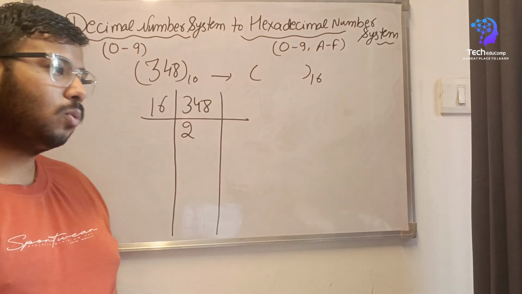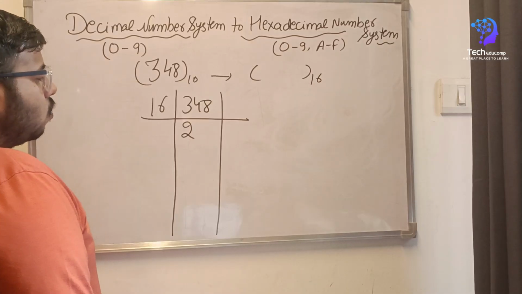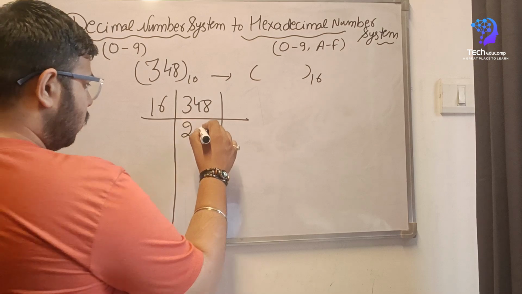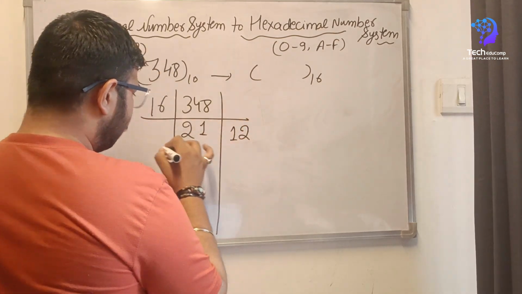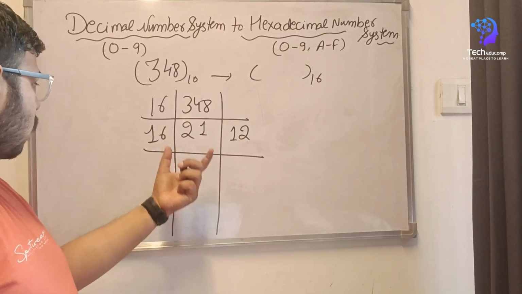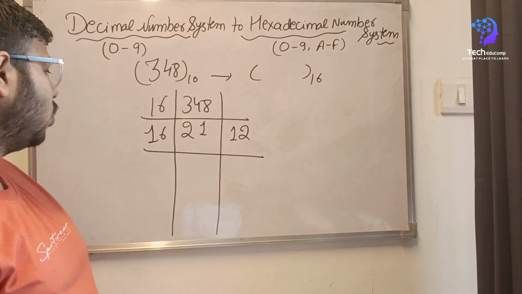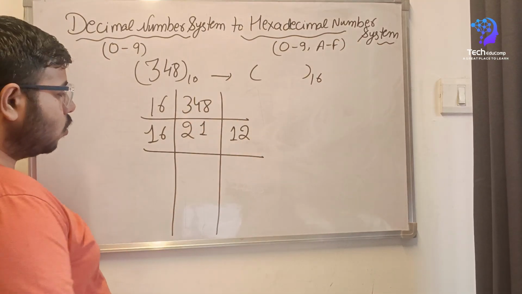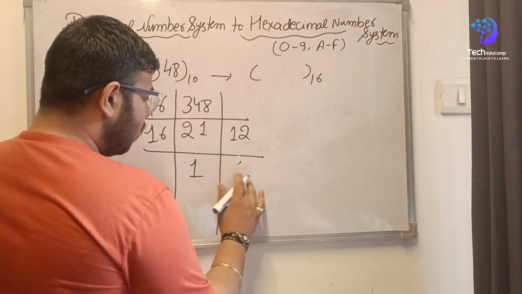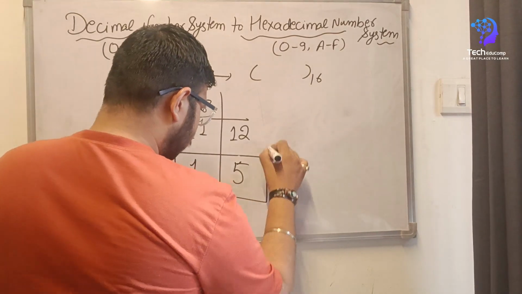16 into 2 not possible, then 16 into 1. 16 into 1 is 16, so 28 minus 16 is 12. 12 is the remainder. Again 16 into 1 is 16, 16 into 2 is 32. So 21 is smaller than 32, it will be 1, and the remainder will be 5. So now you cannot further divide it. So this will be your answer.